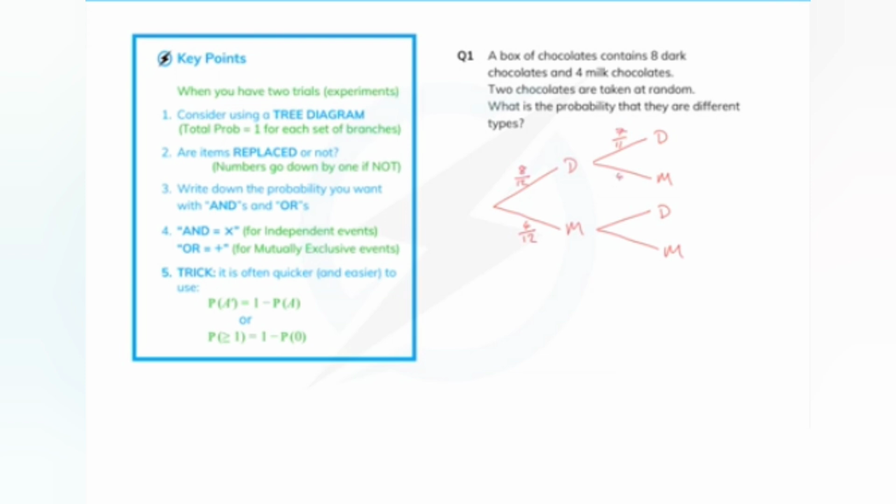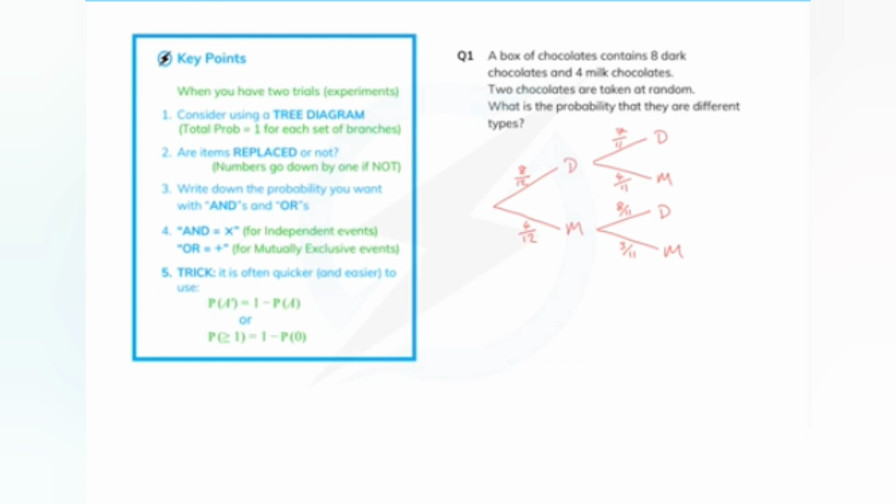Well, there are still 4 milk chocolates left and 11 chocolates in total. And again, check that those two add up to 1. For the second set of branches, well, there are 8 dark chocolates left, but only 11 chocolates in total. And now there are only 3 milk chocolates left if I've taken one out, and 11 in total. And again, the numbers are going down by 1.